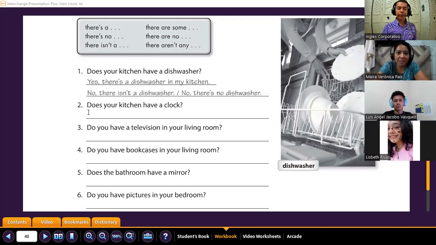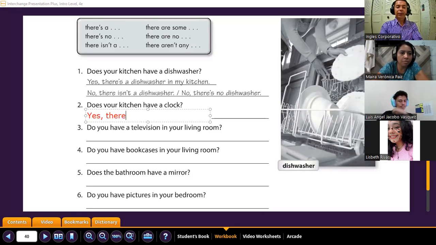Talking about these possibilities, Veronica, does your kitchen have a clock? A clock? You understand what is a clock? The microphone, Veronica. Okay, yes. So does your kitchen have a clock? Yes or no? Yes. There is a clock. There isn't a clock. There are some clocks. There are no clocks. Yes, there's a clock, right? Thank you.